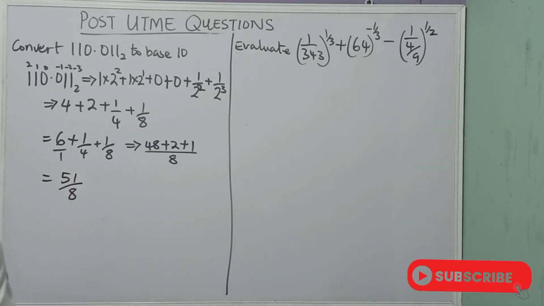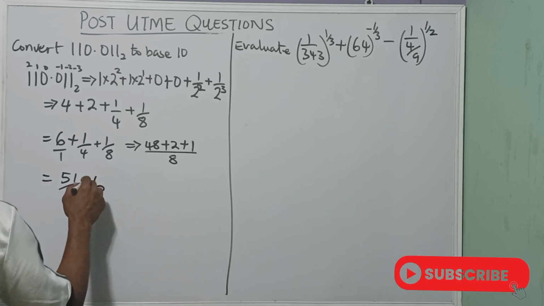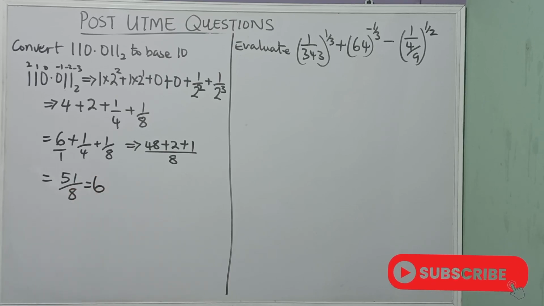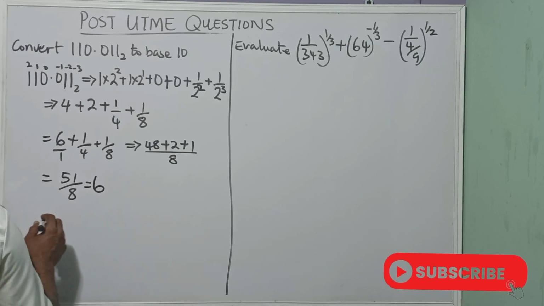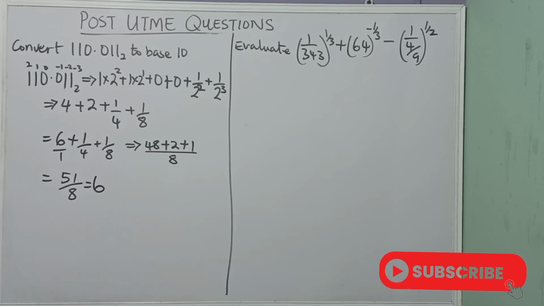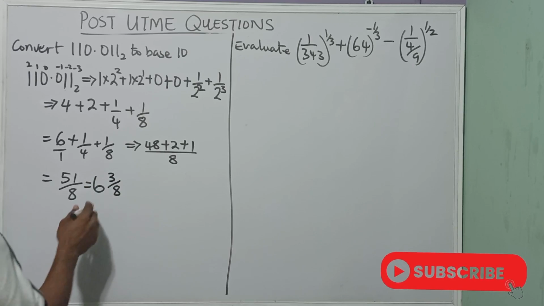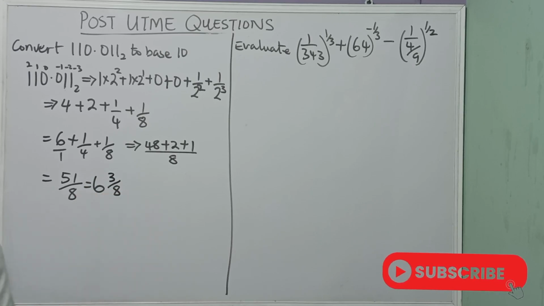So if we put it in mixed form, 51 divided by 8 will give us 6 whole number. Okay, 6 whole number, that's 48. 51 minus 48, 3 over 8. Okay, that will be our answer.